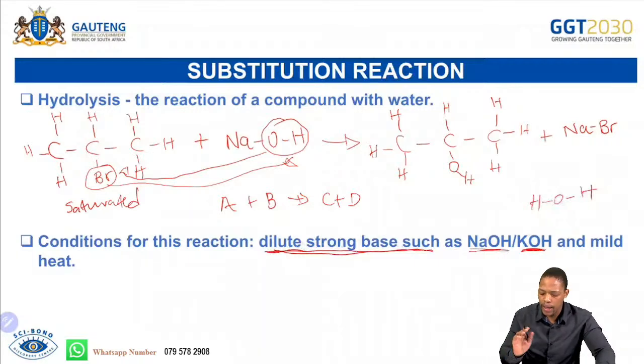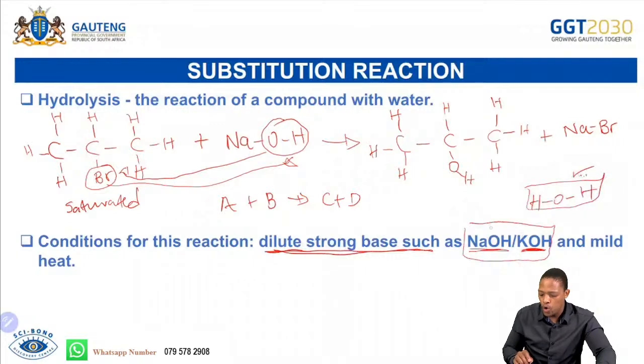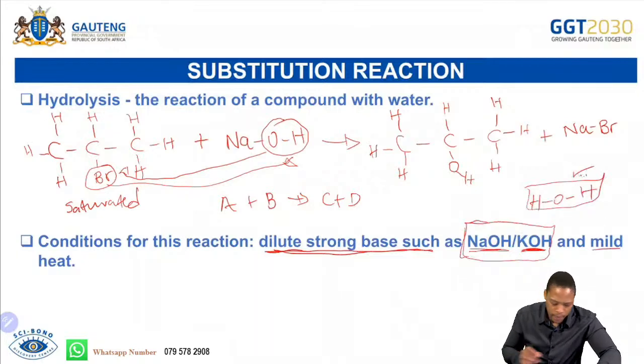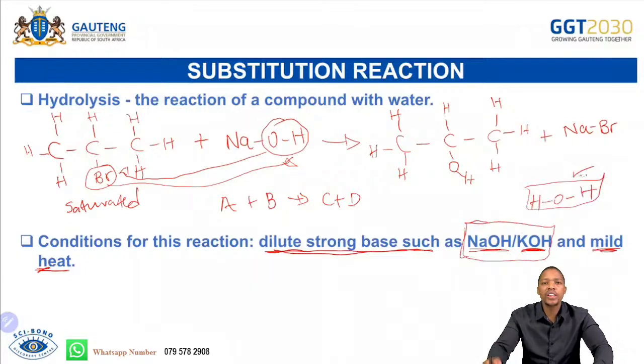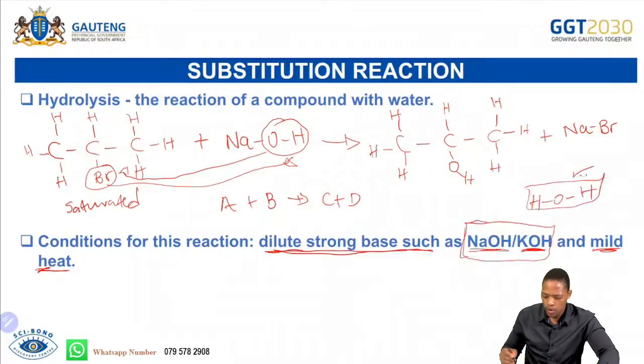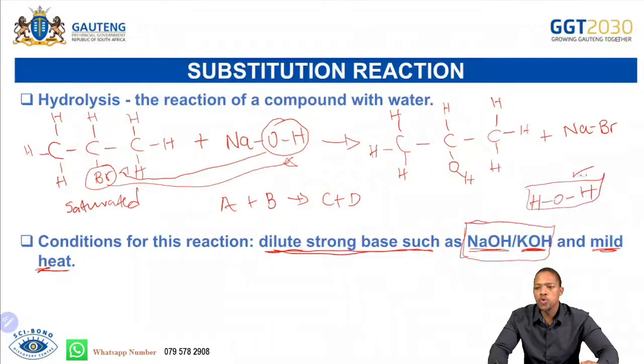Advice to you, grade 12 learner, if they want a dilute strong base from you, only go for these ones. Do not go for H2O. Let the examiner be the one that uses it. You only use NaOH and KOH. That is going to make your life simple and easy. Another reaction condition needed is mild heat. So if they ask for conditions for this reaction: a dilute strong base such as NaOH or KOH, and also mild heat. It's important to know these reaction conditions, grade 12. It's very, very important.